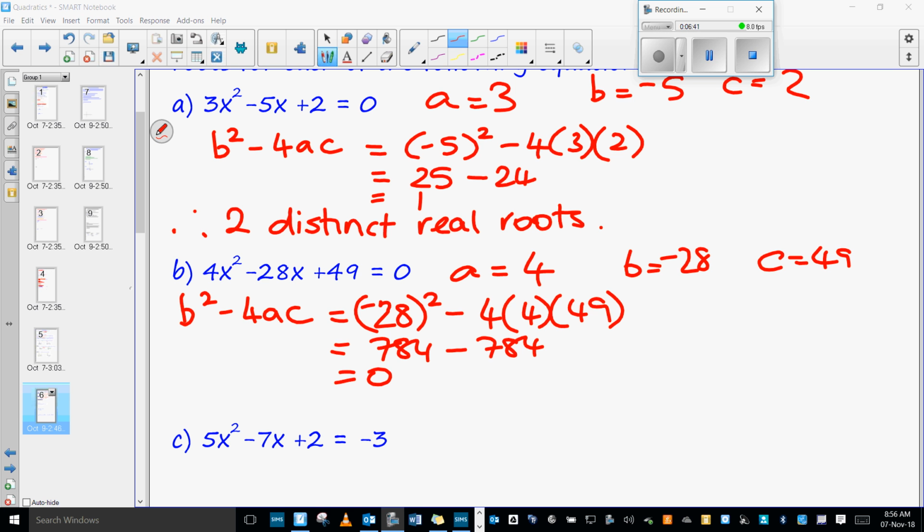What does that tell us? There is two repeated real roots.